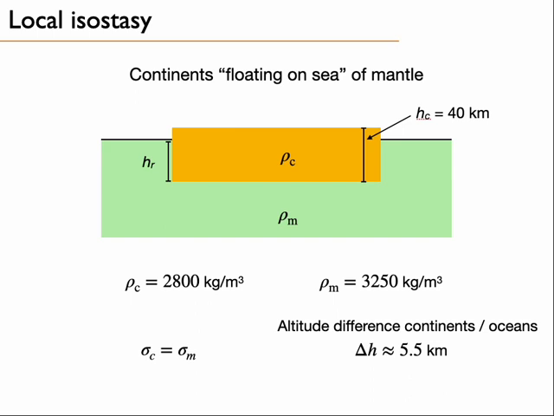Then you can plug in these numbers for the density of the crust and the density of the mantle, and you will obtain that the altitude difference between continents and ocean is about 5.5 kilometers. That's a first rough estimate.